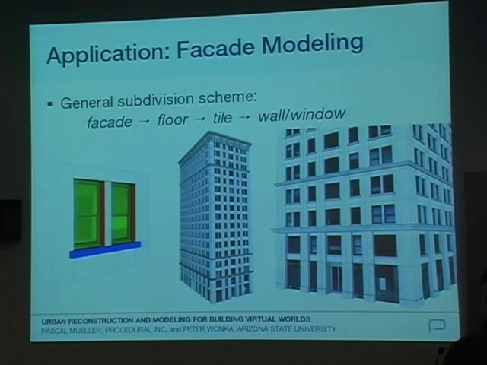And a tile, this is what you see to the left of this slide, is somehow a window or a door plus the surrounding wall. And why we need this tile is because we want to have a clean split of a floor into only tiles. So then when we split into what we call tiles, we can really get a clean subdivision. And then later on, these tiles are going to be broken down into wall, window, other ornaments, and so on.